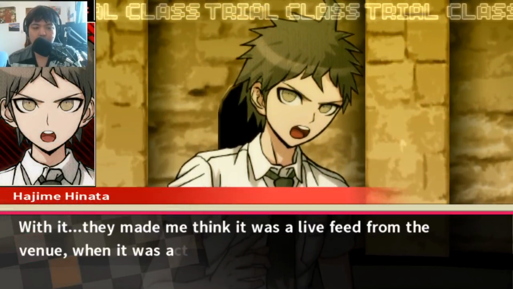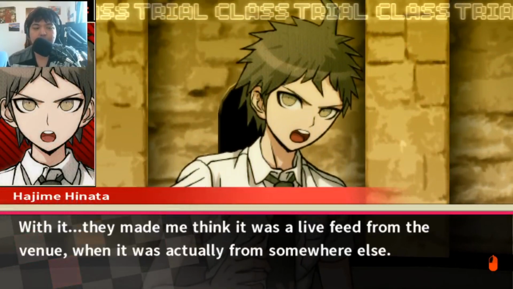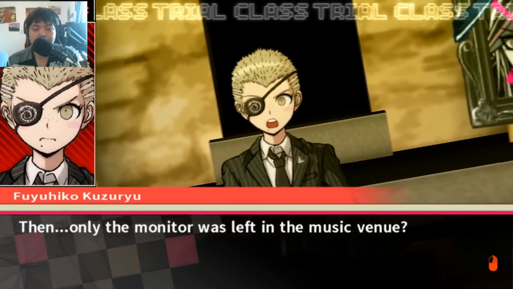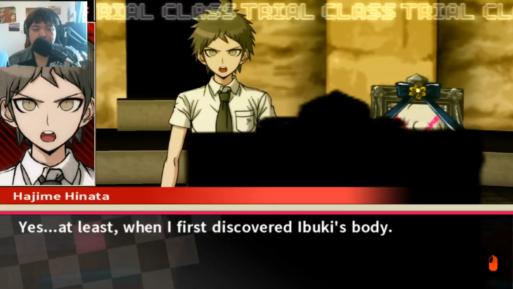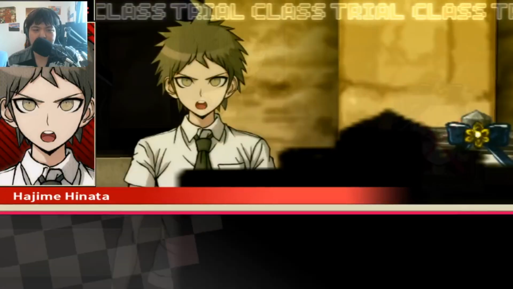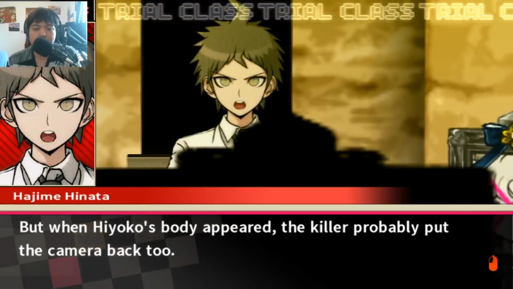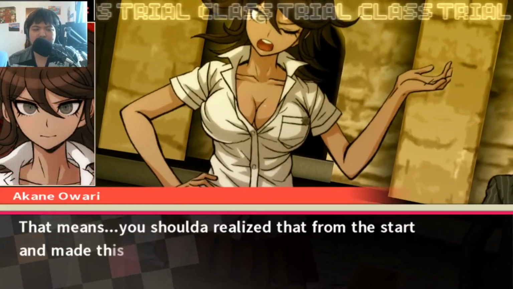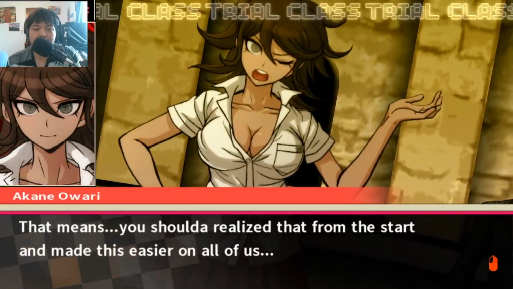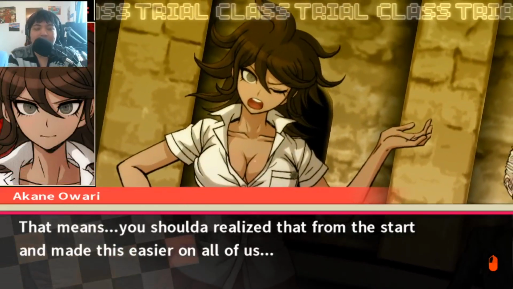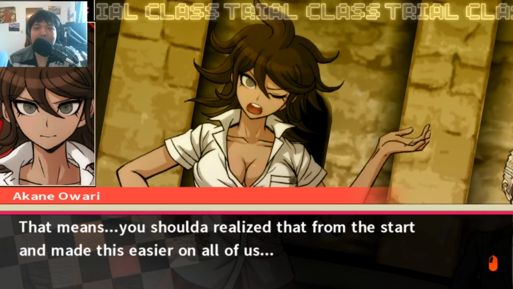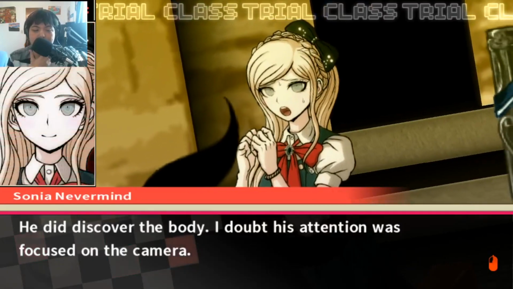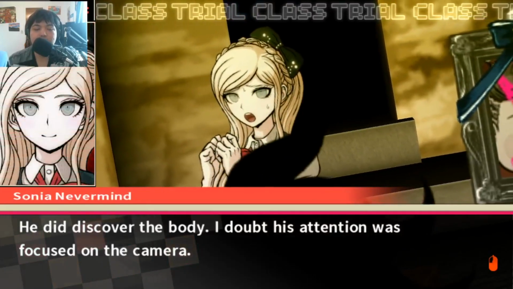With it, they made me think it was a live feed from the venue, when it was actually from somewhere else. Then only the monitor was left in the music venue? Yes, at least when I first discovered Ibuki's body. But when Hiyoko's body appeared, the killer probably put the camera back too. That means you should have realized that from the start and made this easier on all of us. Hey, we didn't know at all. We were only focused on the body then. He did discover the body. I doubt his attention was focused on the camera.